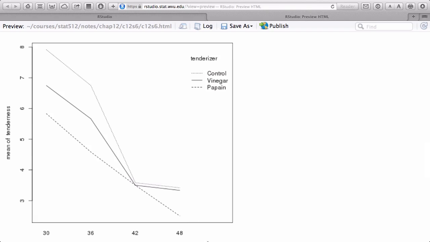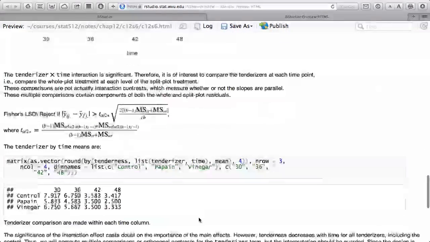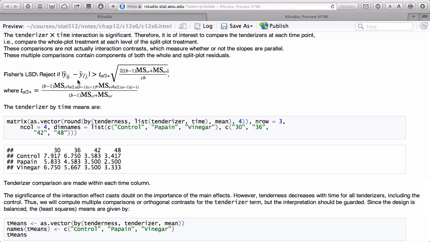But it turns out that if you compare the A levels at the same B level, so it's like comparing the treatments at 30 or 36, the error term is not as straightforward as you might think. The error term, and right here we're seeing y bar sub i j dot minus y bar sub i prime j dot. That means i is different.